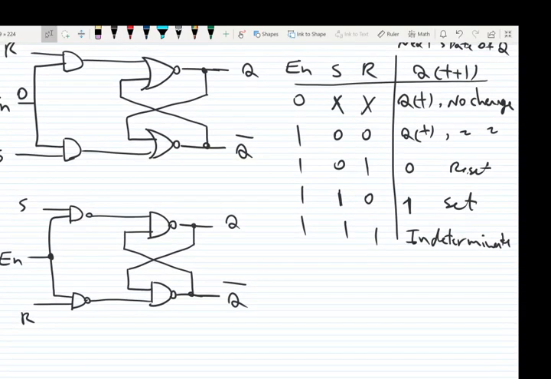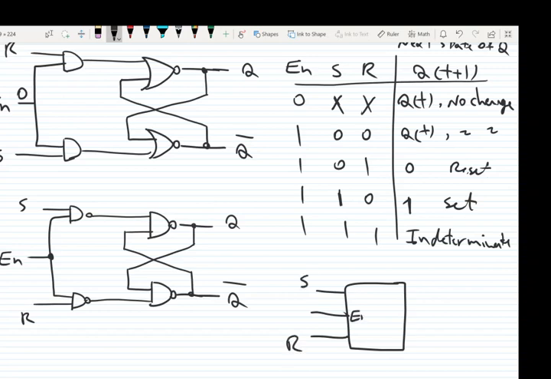So this one is a characteristic table of gated SR latch. The block diagram of gated SR latch, of course, instead of 2 inputs, we have 3 inputs, including enable, and we have 2 outputs, Q and Q bar.